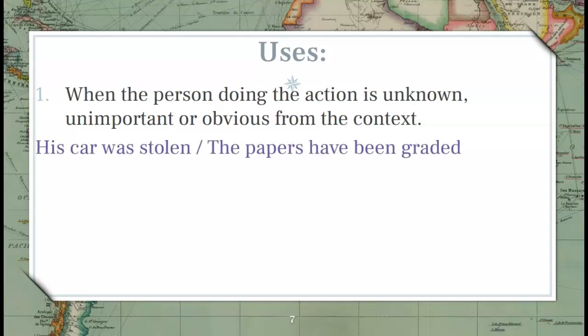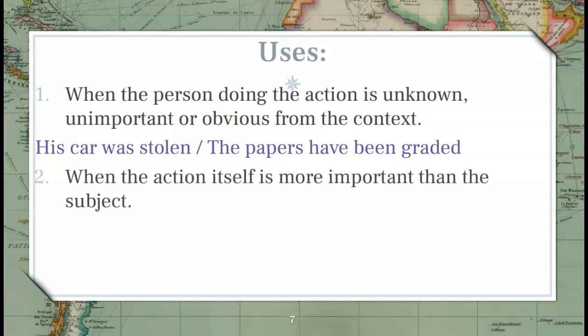For example, his car was stolen. Here, we obviously know that it's criminal, and maybe the person who did it is not important in this moment. The most important thing is that someone's car was stolen. Also, the papers have been graded. In this case, it's obvious that the teacher is the one who has graded the papers. So in this case, we can use passive voice.